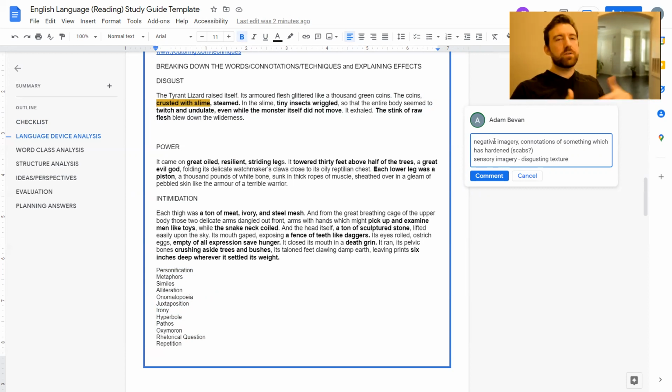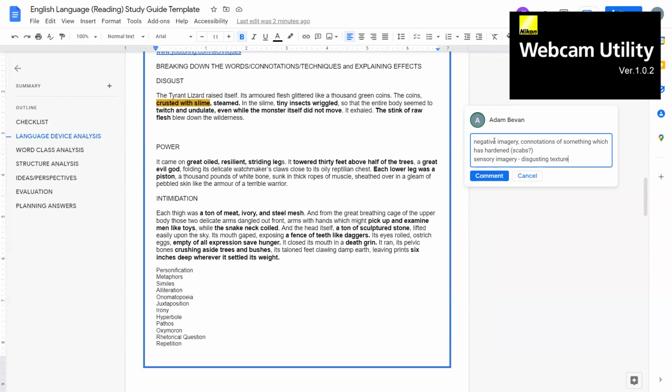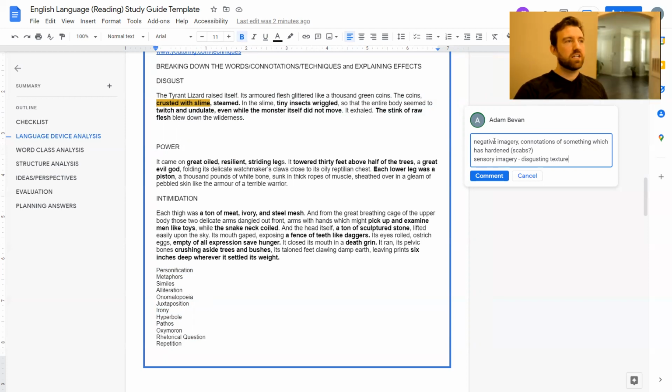Hopefully we're not going to be able to write paragraphs on every single point, but hopefully you can start to see how this would form into a paragraph. So, one of the ways that the writer presents the T-Rex is through making the T-Rex disgusting here. The tyrant lizard is a T-Rex, just so you know. One of the ways he achieves this is through the quote, "crusted with slime." The negative imagery of "crusted" gives a sense of something like a scab. It has negative connotations. It reminds us of a wound. And then combined with the sensory imagery of the slime, it's a disgusting, unpleasant texture.